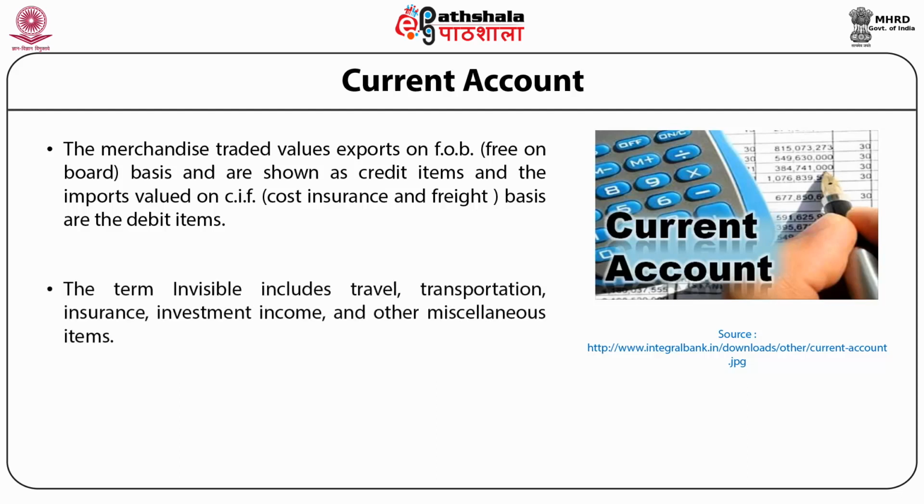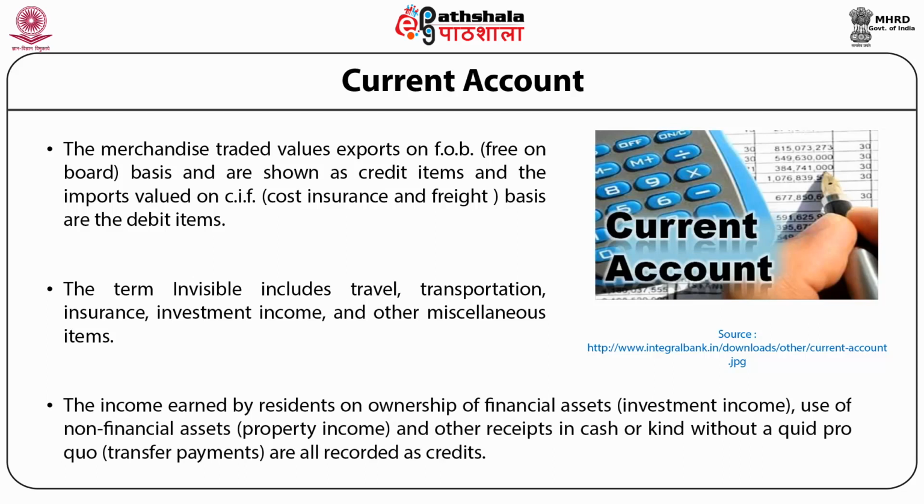The term invisible includes travel, transportation, insurance, investment, income, and other miscellaneous items. The credit under the invisible comprises the value of services rendered by the residents to non-residents. The income earned by residents on ownership of financial assets, that is investment income, use of non-financial assets, that is property income, and other receipts in cash or kind without a quid pro quo, that is transfer payments, are all recorded as credits. Similar remittance made by residents to non-residents are recorded as debits.